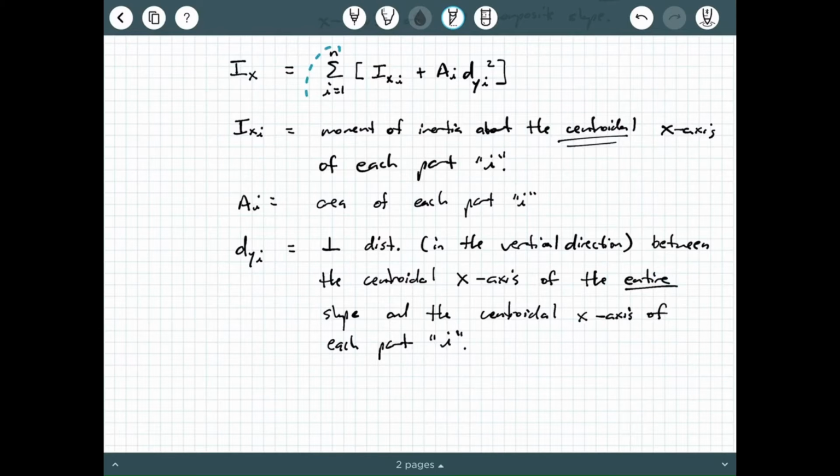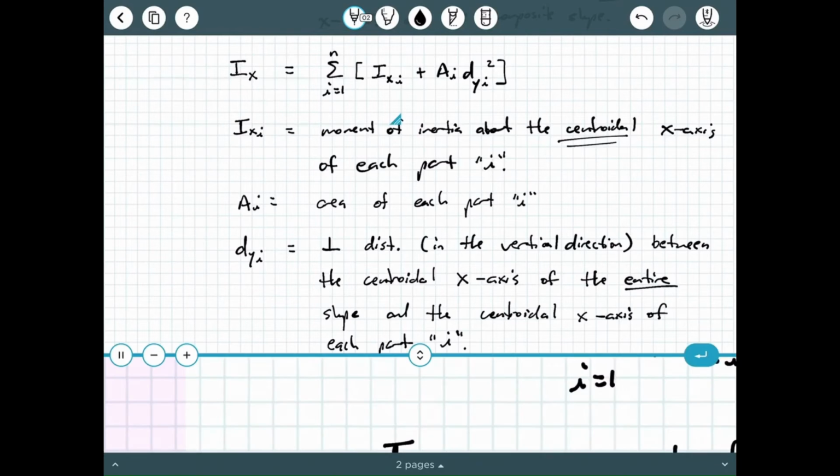And then we have this summation term that kind of wraps it all together to show that we add up all of these pieces to get this overall moment of inertia about a centroidal x-axis of the entire shape. So we're going to say n equals the total number of parts of the shape. So I mentioned a few minutes ago, if we have an L-shaped area, you're probably going to break that into two rectangles. And so in that kind of problem, n would be equal to 2.